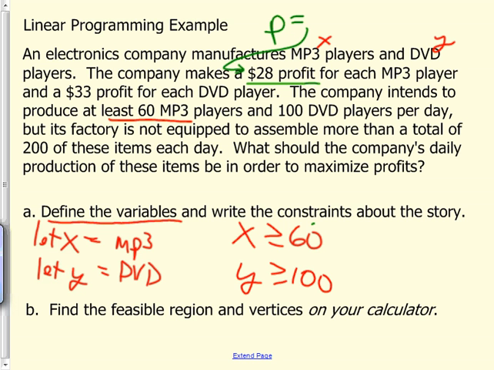Now, do you get why on this problem I don't need to say X is bigger than 0? Because it's already bigger than 60. Could I include X is greater than 0? Sure. But I wouldn't have to because I already know it's bigger than 60. X is at least 60. Y is at least 100. And the factory is not equipped to make more than a total of 200. Total of means x plus y less than or equal to 200.